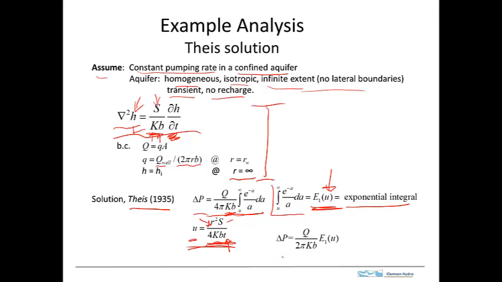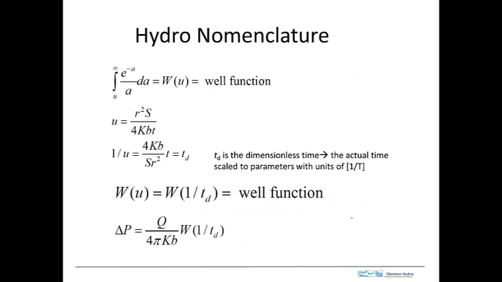Okay, so we can write this in a compact way like that. So drawdown is a function of these constants and this exponential integral that's a function of u, and that's where we have the time and the radial distance. So that's how the math guys would describe how to solve that problem.